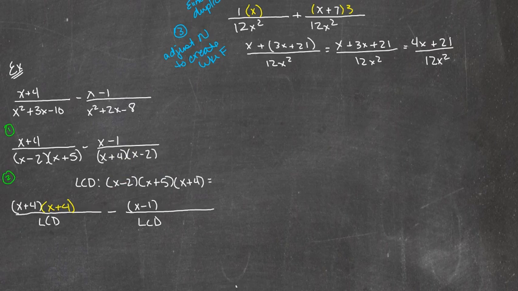So in the second fraction now, I have an x plus 4 factor, and I have an x minus 2 factor. The one that's missing, or the one I had to multiply to turn this denominator into the lowest common denominator, was x plus 5. Now I can finish out my problem.